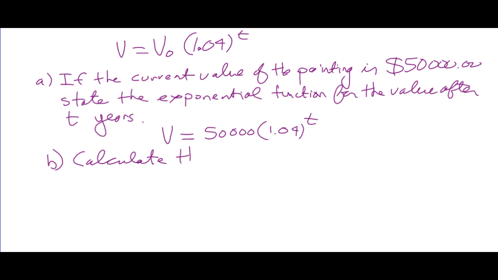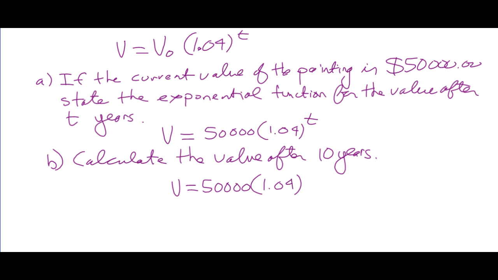B, calculate the value after 10 years. Okay, what are we going to do to get the value after 10 years? Yeah, so I've got my expression for value, right? And we want 10 years, and t is the number of years. So V is equal to 50,000 times 1.04 to the 10. So what's that?